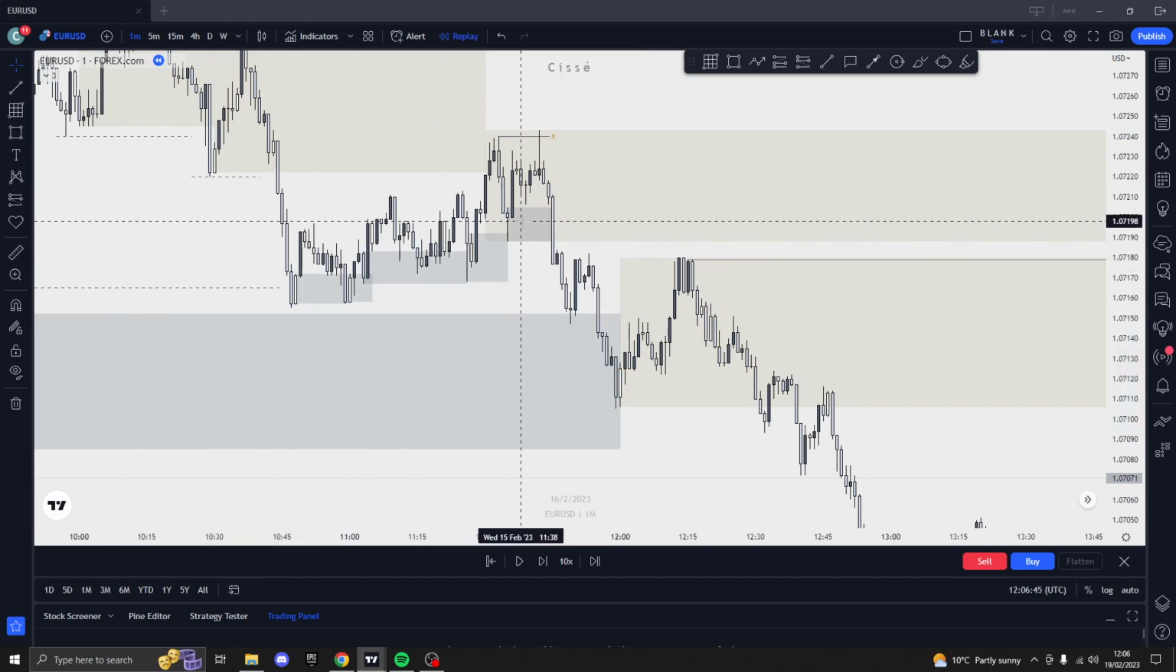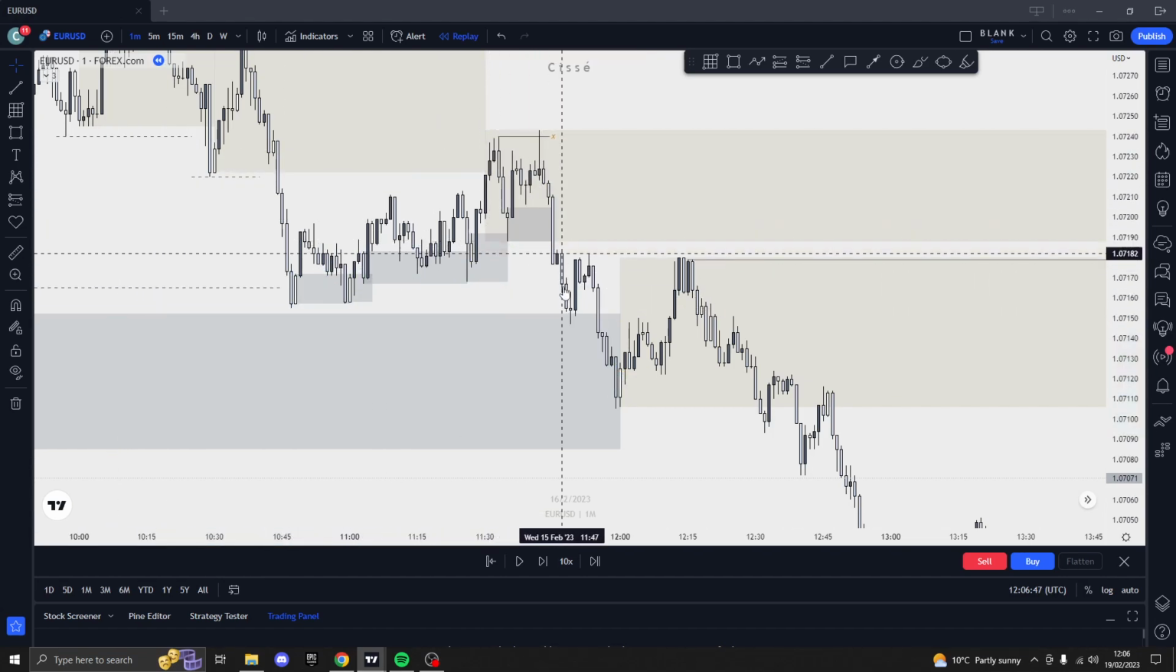Let's move this down a little bit to clear it up. So you can see our 1-minute demand chain. We sweep the high, we come back down and we take out our demand chain, and we also break down to the downside like so.